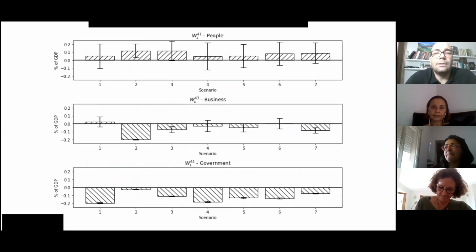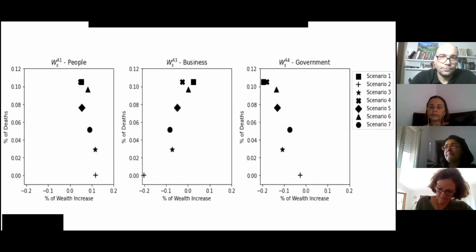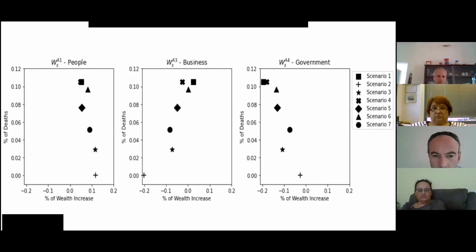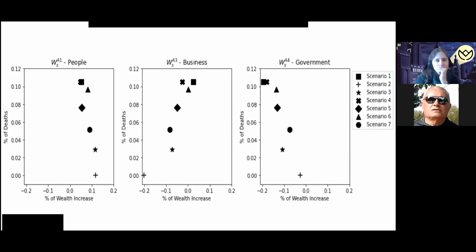Okay, now you can see the economical performance of each scenario for each kind of agent. So here we have a correlation of the increase of the economical result and the percent of deaths of each scenario. Based on this, we can perform the decision making. We have a lot of variables, a lot of results, a lot of scenarios, alternatives, and we have to put these scenarios over the table and tell the public managers to decide what we want.